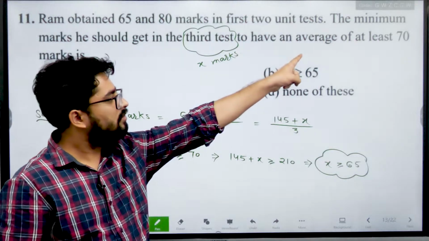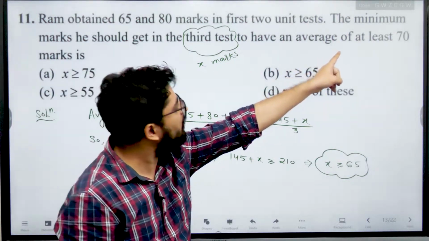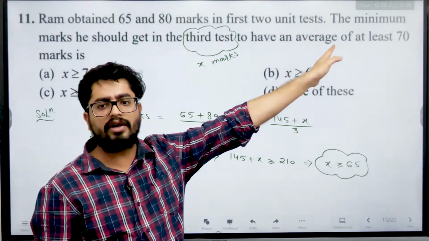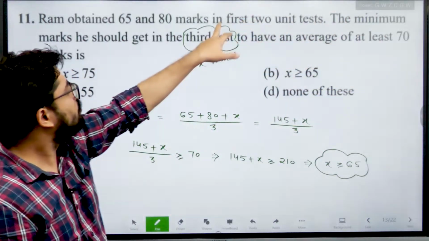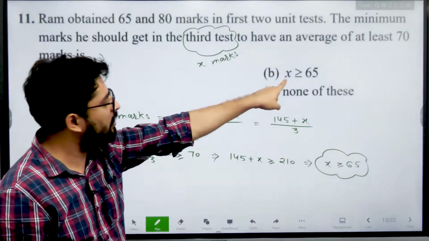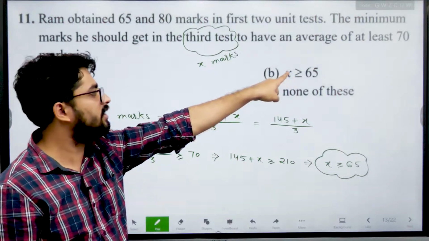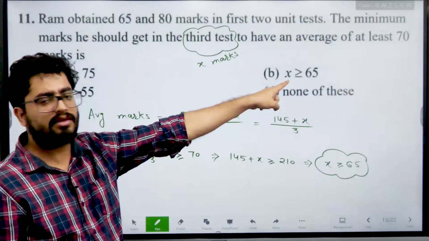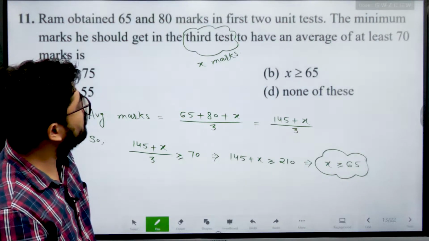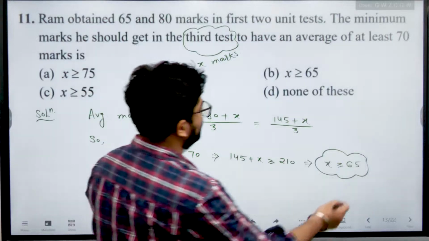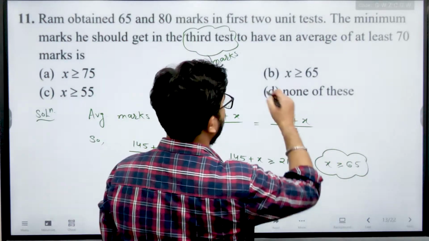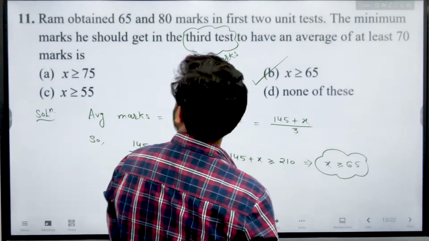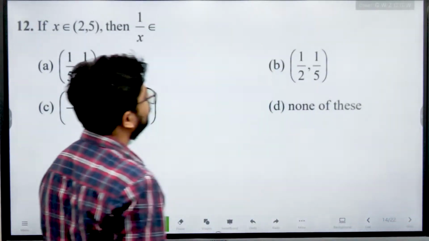So if he wants average marks greater than or equal to 70, he requires greater than or equal to 65 marks in his third test. So the marks x must be greater than or equal to 65. So option B is the correct one. Got it? Now the next question is here.